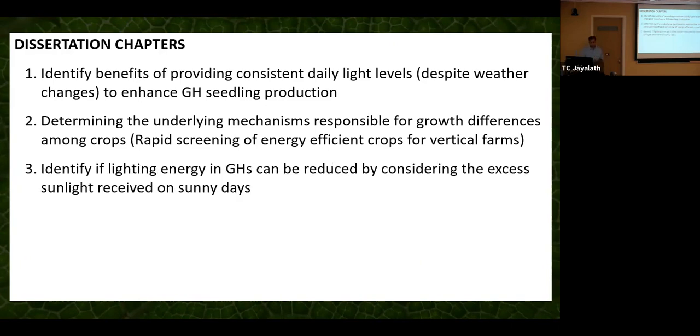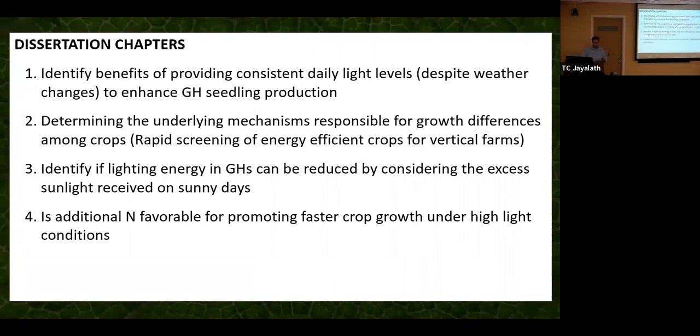The third study was done to identify if lighting energy in greenhouses can be reduced by considering the excess sunlight that plants receive on sunny days. The fourth study was done to identify if adding more nitrogen is favorable when plants receive high light levels. Growers try to give high light levels to plants so their production comes earlier than with regular light levels, but whether it's beneficial to add more nitrogen is the question.